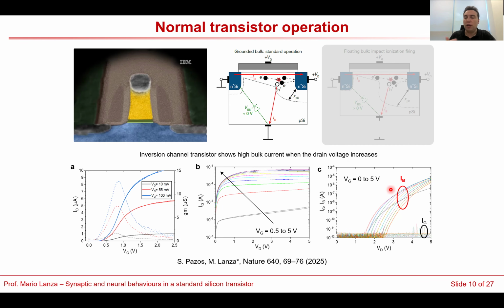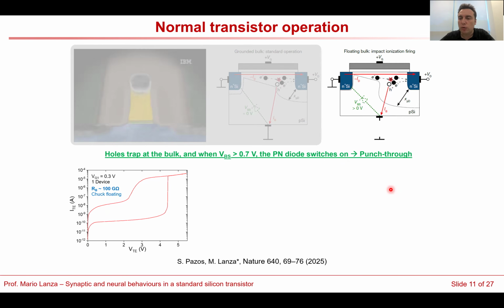So then we thought, what will happen if we try to remove this connection, and we will have these holes trapped here in the silicon, because there is no way they can leak outside. Of course, if we don't apply any stress and we just wait, they will leak, but it will take some time. So when these holes start to accumulate here, there is a P-N junction. So there is basically a diode.